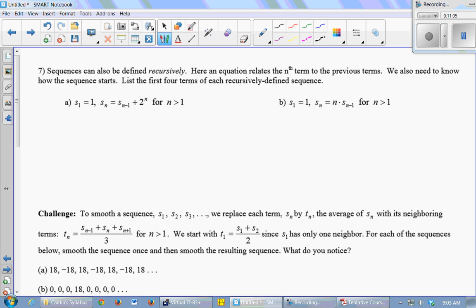So here's a couple of recursively defined sequences. I'll go through the first one for you so you can get the idea of what this means, and then you can do the next one. So they told us, they had to tell us where to start. S1 is 1.